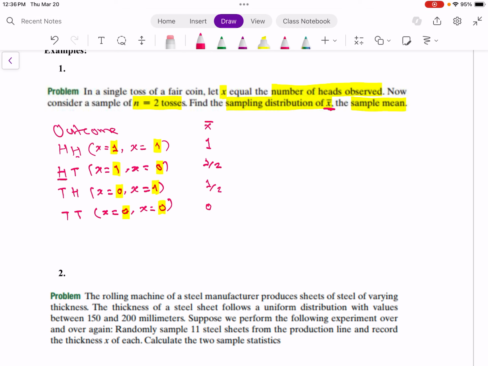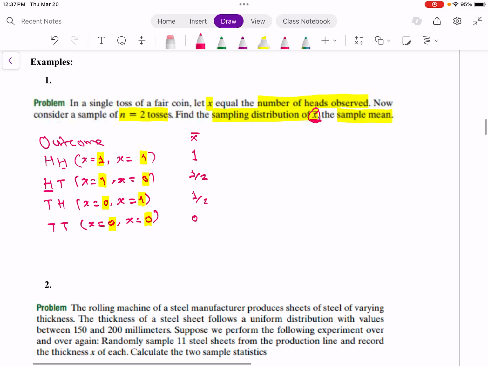Now, why are we calculating the mean here? Why not the median? We are asked to find the sampling distribution of the mean. So we are finding the mean of the X values for each outcome. If it was the median, then we would find the median of the X values for each outcome.